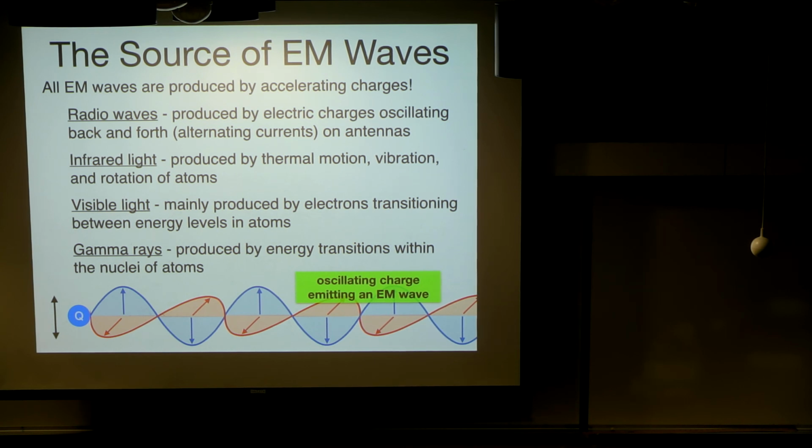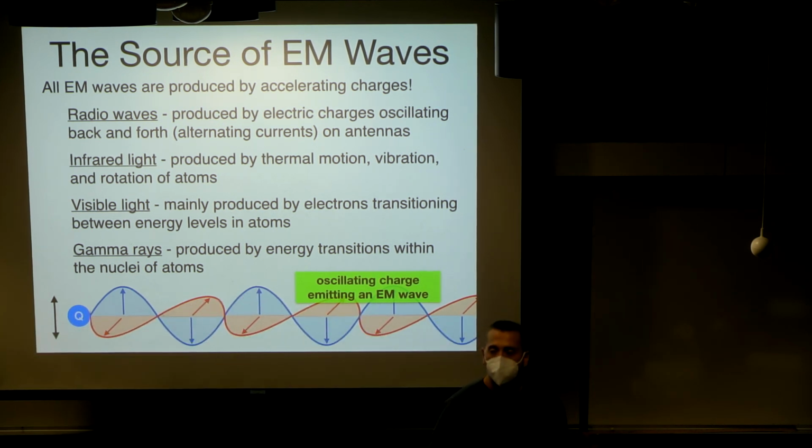So for example, let's look at radio waves. Radio waves are typically just going to be produced by some sort of alternating current. If we talk about human-made radio waves, that is. You just have some kind of circuit that produces alternating current in a large antenna, and that can send out the radio wave, okay? Infrared light, where does that come from? It comes from a lot of different places, but one of them is thermal motion.